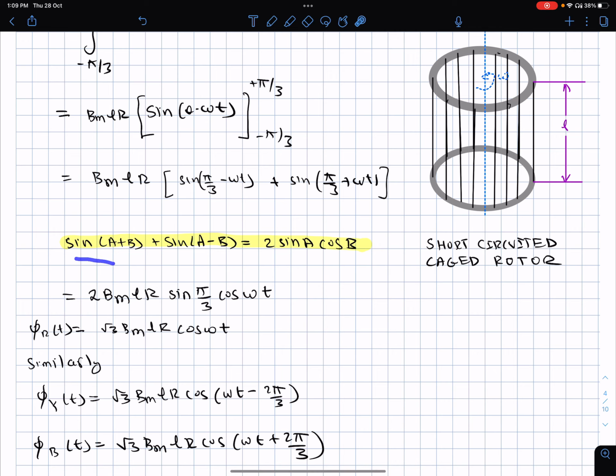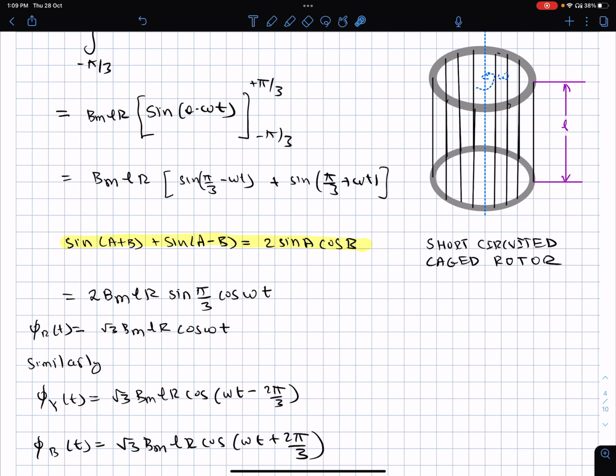And now if you use sine(a plus b) plus sine(a minus b), that is 2 sine a cos b. So a is pi by 3, giving 2 sine(pi by 3) cos(omega t), and the sine of 60 degrees being root 3 by 2, the 2 will go away and we will get root 3 Bm L r cos(omega t).